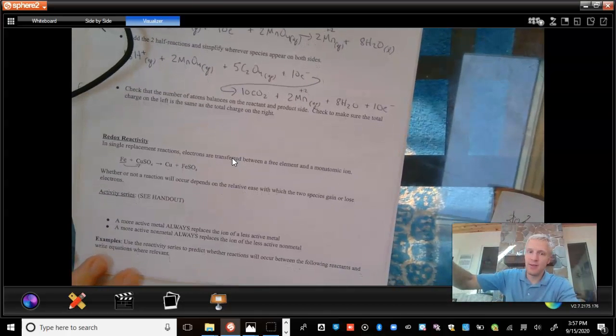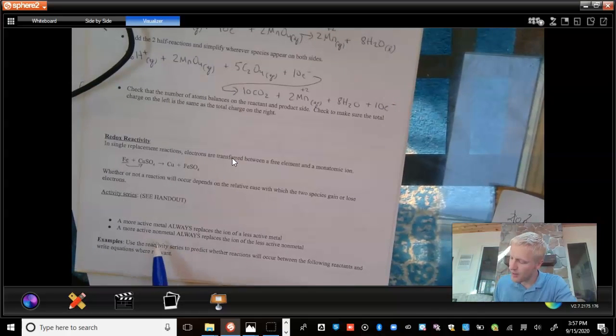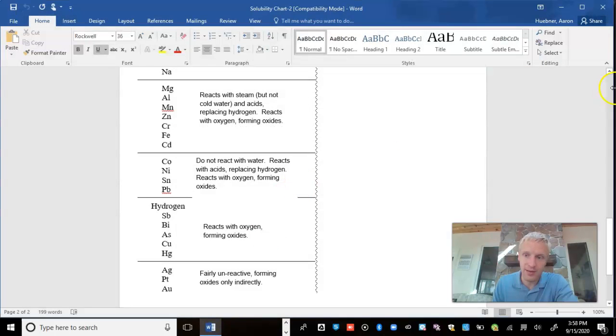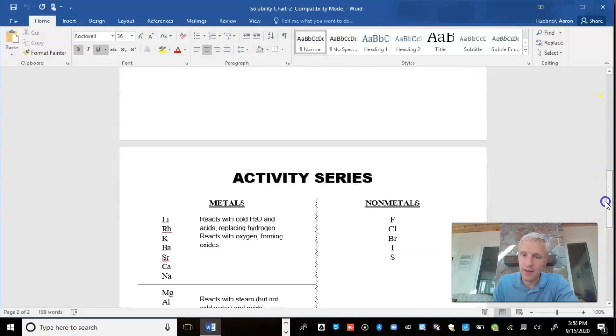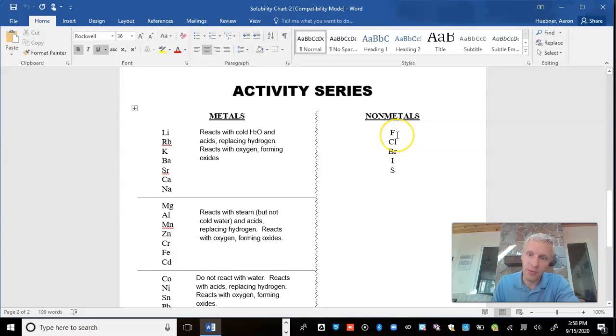Alright, moving down here, it says a more active metal always replaces the ion of a less active metal. That's what happened. And it also occurs with nonmetals. That's what the second bullet is saying. So here we go, nonmetals. Fluorine is the most readily oxidized, and sulfur the least in that activity series. Those are the elements you commonly see, especially the halogens: fluorine, chlorine, bromine, iodine, with fluorine being higher up on the periodic table.